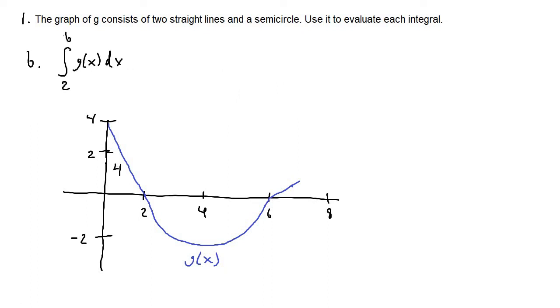Now for part B, we need to find the integral from 2 to 6 of g of x dx. So our x bounds range from 2 to 6. So we're basically looking for the area under the semicircle here.